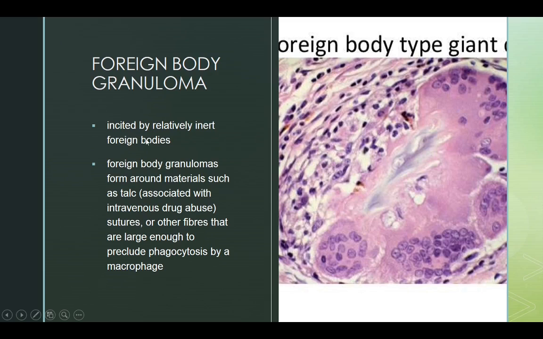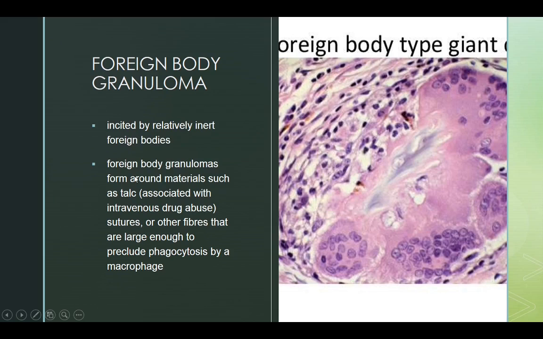What is foreign body granuloma? It is incited by relatively inert foreign bodies, like any suture material left in your body after an operation which is not lysed. There are some digestible suture materials which are dissolved in the body by immune responses, but there are some sutures, like silk, which are not digestible. So these suture materials lead to formation of foreign bodies.